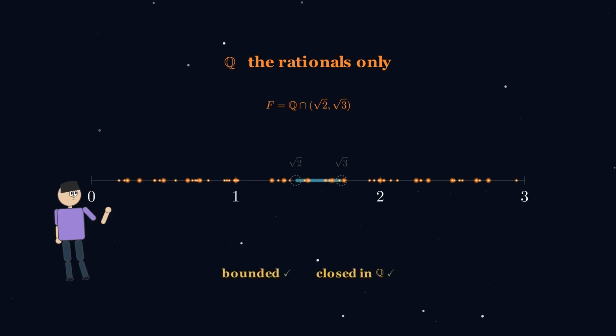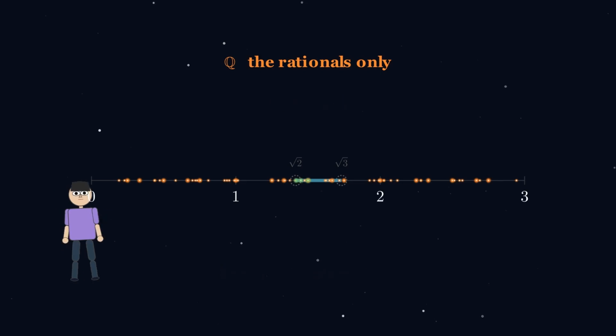That fenced set is bounded, clearly. And inside this world made only of fractions, it turns out to be closed. And yet, it is not compact. Here is exactly why. You can line up fractions inside the fence, marching closer and closer to one of those irrational numbers, getting nearer with every step.